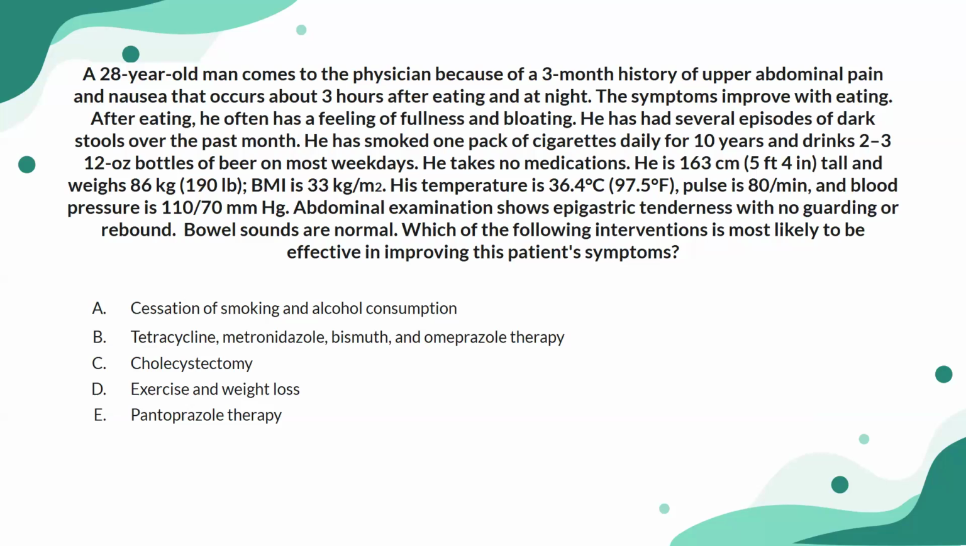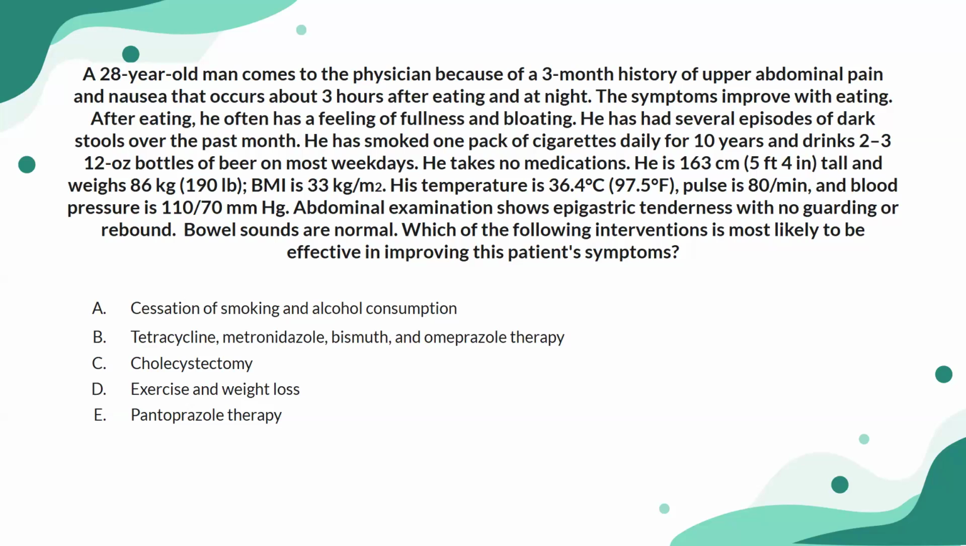He has smoked 1 pack of cigarettes daily for the past 10 years, which that's not very good, right? That's a 10 pack year history. And he drinks 2 to 3 bottles of beer on most weekdays. If they had said weekends, usually we can rule that out as, okay, that's not a lot of beer. But if he's consuming 2 to 3 bottles of beer on most weekdays, which is pretty much the entire week, that's pretty bad. He takes no medications. He's 5'4" tall, and he's 86 kilograms. BMI is 33, which is quite high. Obesity, we know, is one of the risk factors, right?